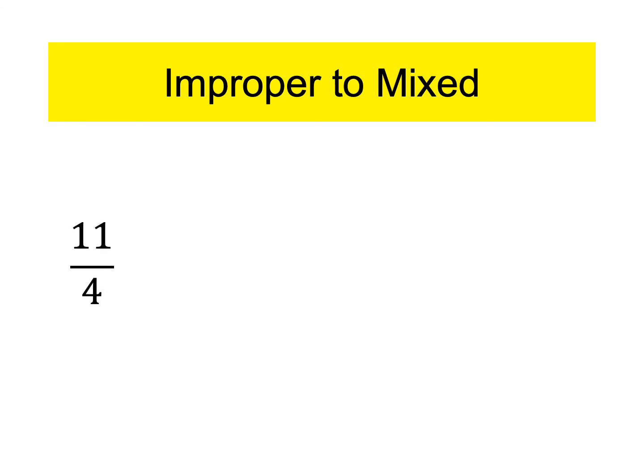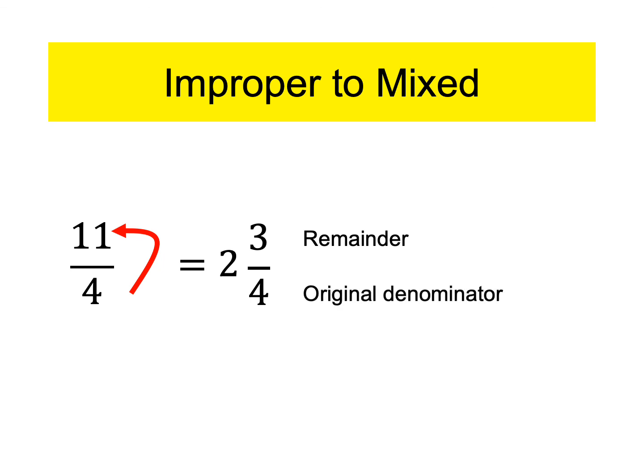All right, another example. Improper to mixed number. Let's see, we got to divide 4 into 11. 4 into 11 goes 2 times. 4 times 2 is 8. That would leave 3 as the remainder. And the original denominator is 4, so 2 3/4. So remember, the top number is the remainder, and the bottom number is the original denominator.